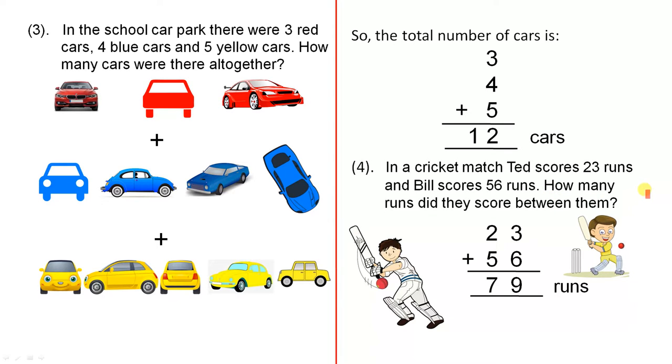In a cricket match, Ted scores 23 runs and Bill scores 56 runs. How many runs did they score between them? This expression between them means that you add the two totals up. So we add 23 to 56, 3 plus 6 is 9, 2 plus 5 is 7, and we get 79 runs.